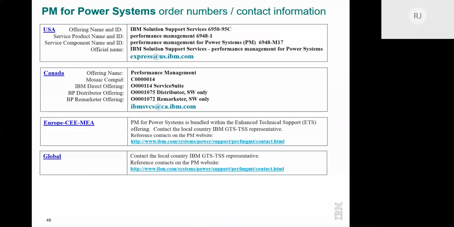So again, as we've mentioned, it's different in the different countries. The US does sell standalone. There's your PID order number. If you work with express@us.ibm.com, Canada, you should be able to send to that IBM services, give them that. And then for EMEA, you probably just want to go look at the contacts page on the website and make sure that you work with those contacts for your country. Very good.